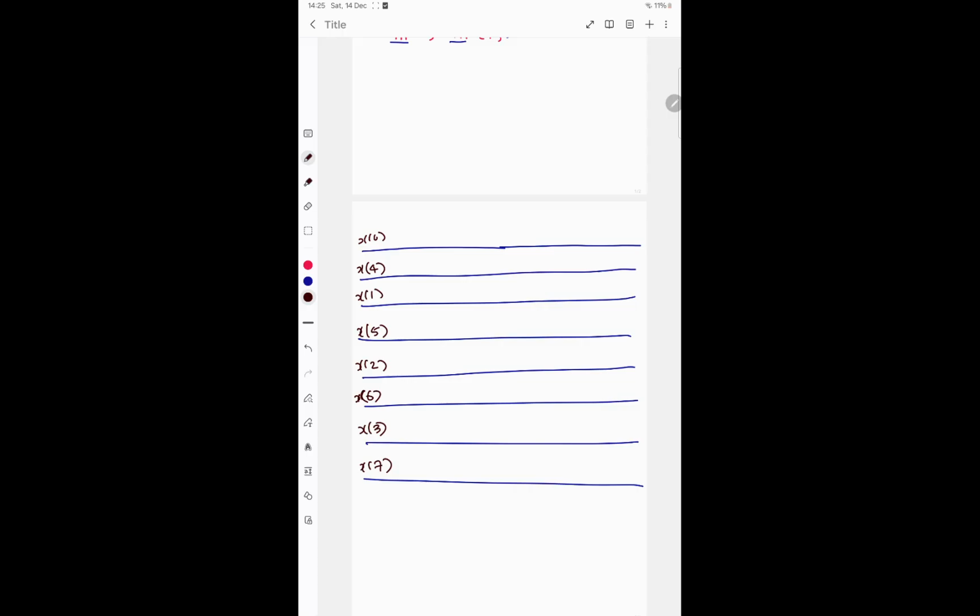So we can draw now 8 lines with the sequence as we have explained in the previous slide. So we have x of 0, x of 4, x of 1, x of 5, x of 2, x of 6, x of 3, and x of 7. Now we are going to do a decomposition. First is the N by 2 decomposition.